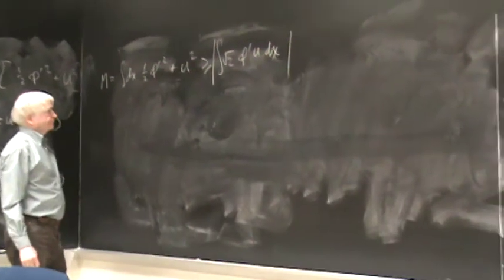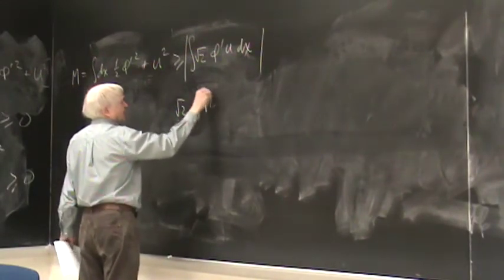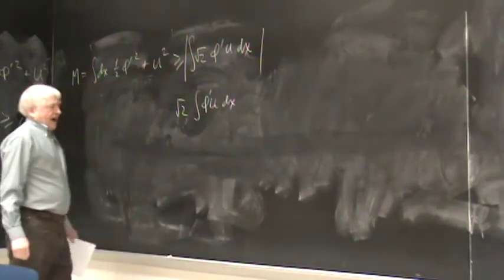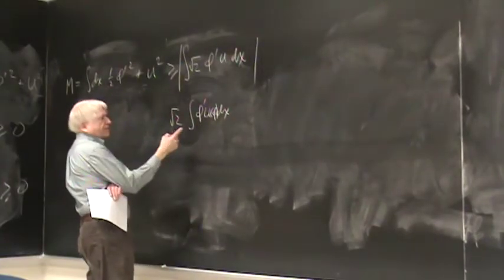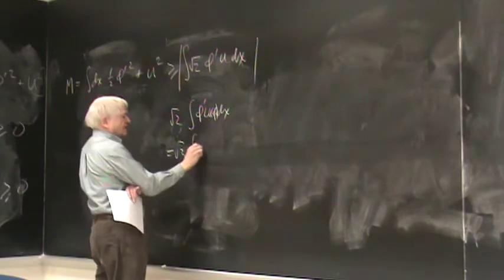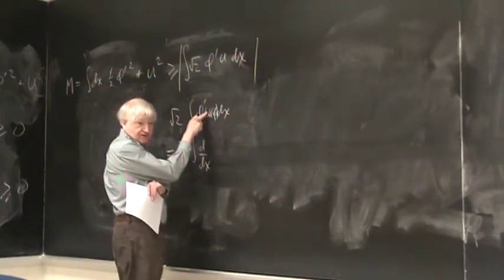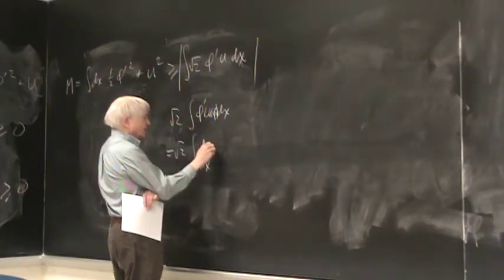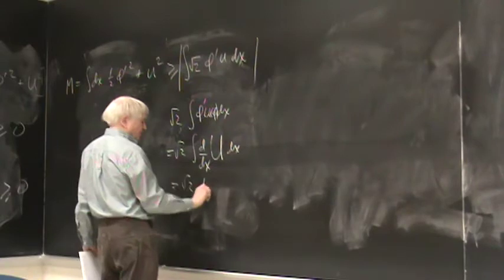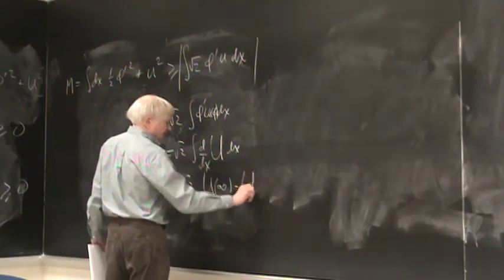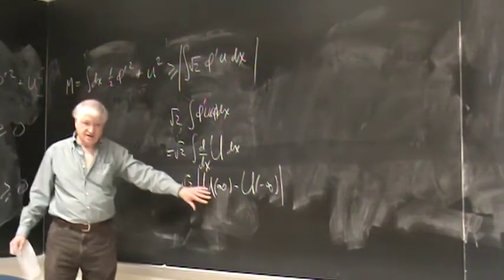And so this is an integral that you can sort of do. It's square root of 2 integral of phi prime u dx. And in this, this is u of phi. So you can write this as root 2 d by dx of the integral, the phi integral of u. So what would I call that? Big U dx. But that then is just square root of 2 big U at infinity minus big U at minus infinity in absolute value. So in other words, the mass of the kink is greater than or equal to this.